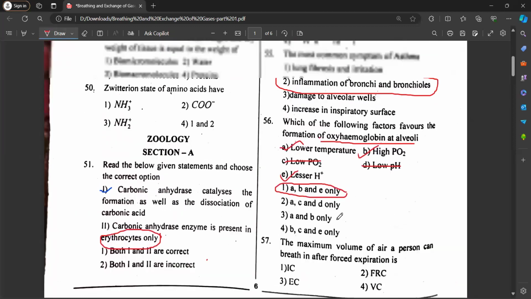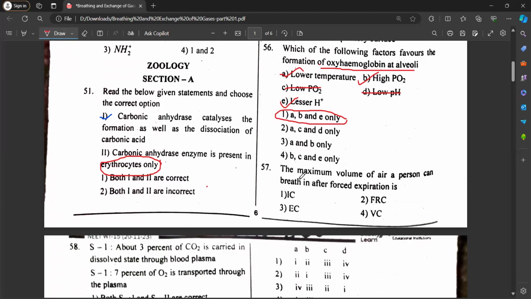Next, the maximum volume of air. Maximum is a keyword I said many times. The maximum volume of air a person can breathe in after forced expiration is inspiratory capacity, functional residual capacity, expiratory capacity, vital capacity. Then the option is vital capacity. We know the definition of vital capacity. The maximum volume of air a person can breathe out after forced inspiration is also called vital capacity.